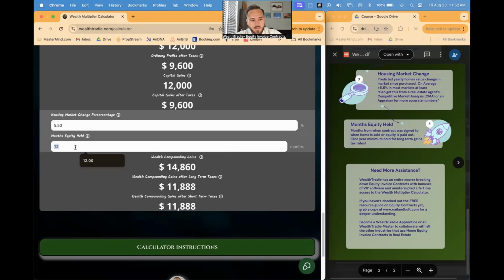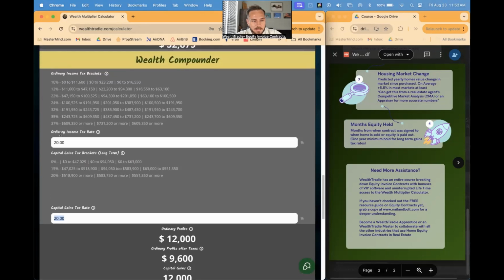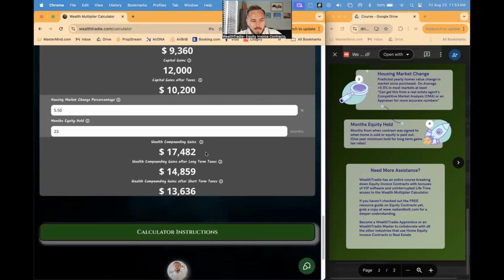But if I start holding it longer, let's say I hold it longer than a year, I now actually get the capital gains tax. And if I got the capital gains tax, it drops me. So let's see, if I was at the 22, which is 47 to 100, I would have been in the 15, because all of this was held longer than a year.